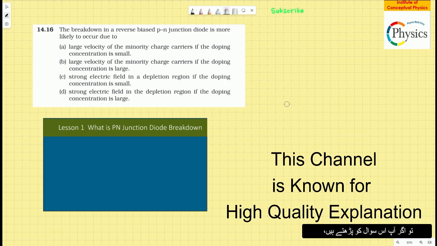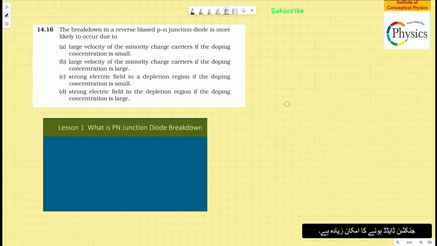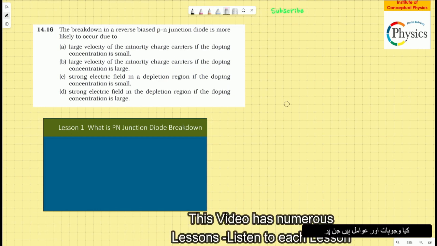So let's read this question first. The breakdown in a reverse biased PN junction diode is more likely to occur. So there is a reverse biased PN junction. The question is, why does a reverse biased PN junction break down? What are the reasons and the factors on which the breakdown of a PN junction diode depends?